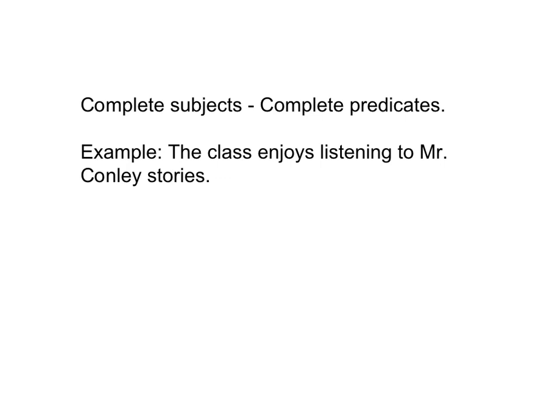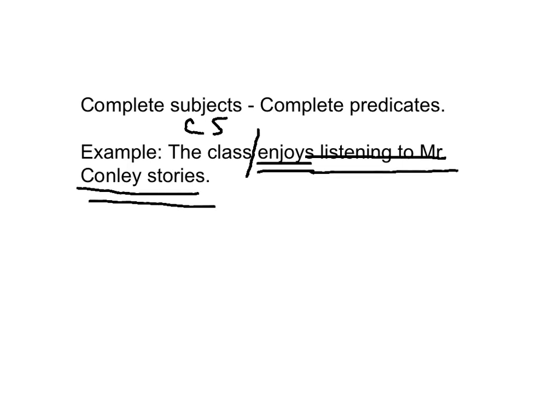So using the same sentence we just looked at before, the class enjoys listening to Mr. Conley's stories. We want to do the same thing. We want to find the verb. In this case, it's still the same word, enjoys. We're going to underline that twice. The other thing I'm going to do here is I'm going to draw a little slash right in front of the verb enjoys. Now, everything to the left of this slash is the complete subject, and then everything to the right of the slash, that includes Conley's stories over here, is our complete predicate.